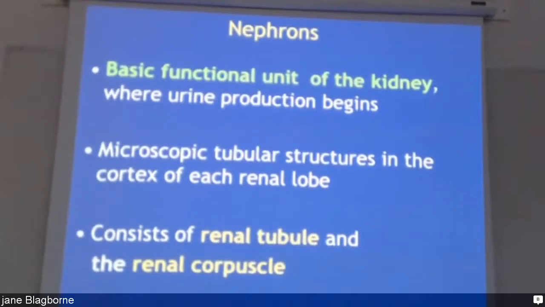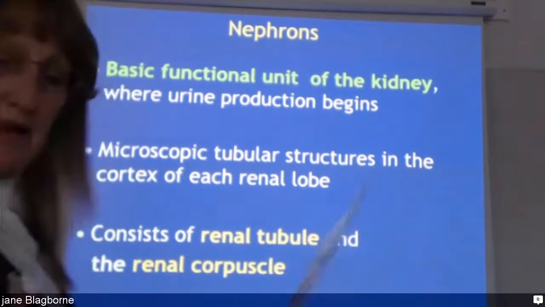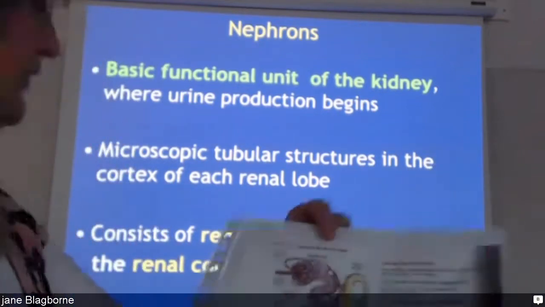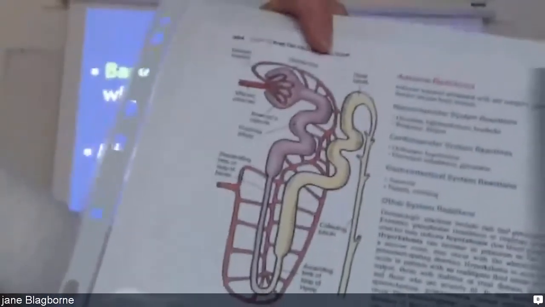Nephron. Now, that's the basic functional unit of the kidney, so please remember that because you're going to see that again, where the urine production begins. I have a picture of it here. And we did just look at them earlier. But that is your nephron.